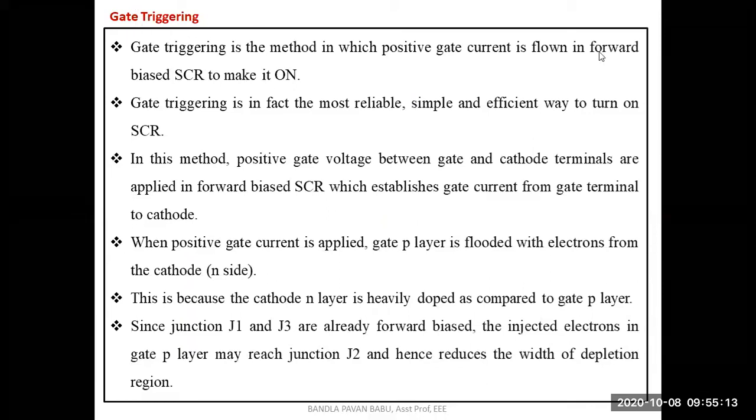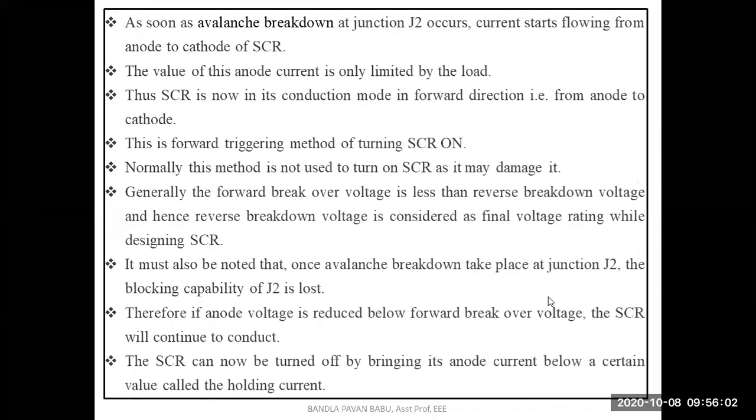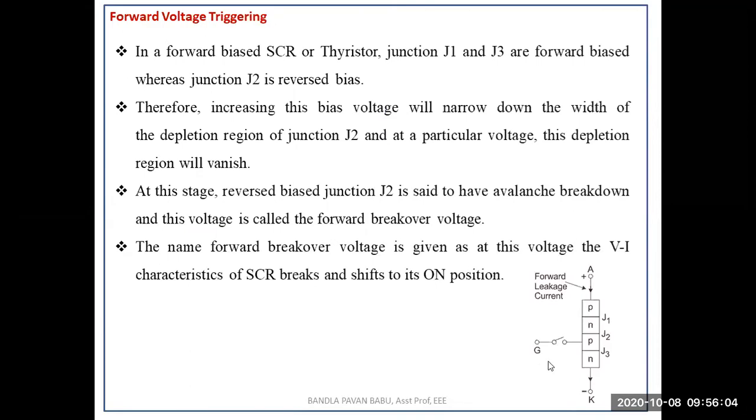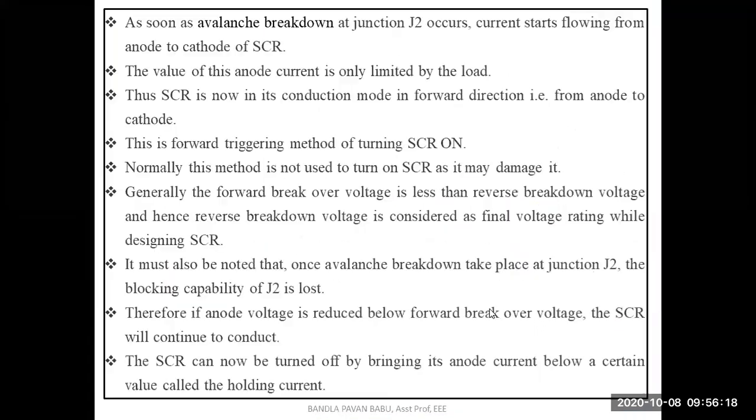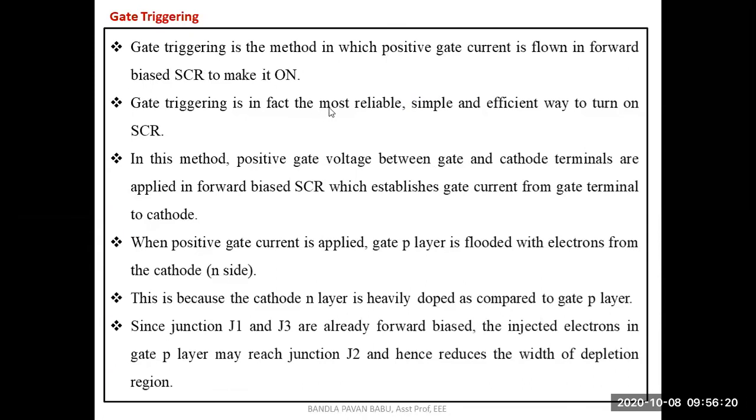In the gate triggering method, which is the most suitable and mostly preferred method, what happens? The name itself indicates the triggering: we are performing some action at the gate terminal. Hope you can remember this diagram. The gate terminal is connected to the P layer at junction J2. Now we are going to perform some action. What is the action? We are going to inject the gate current.